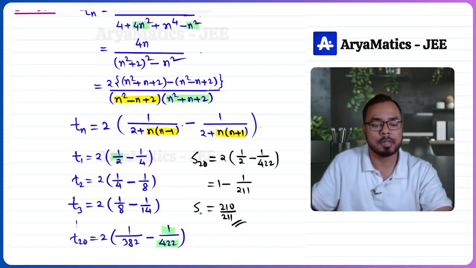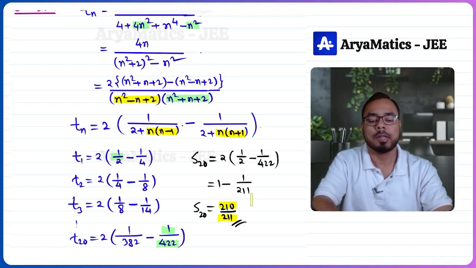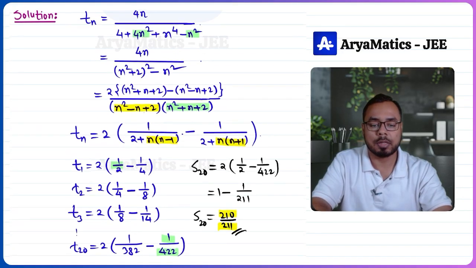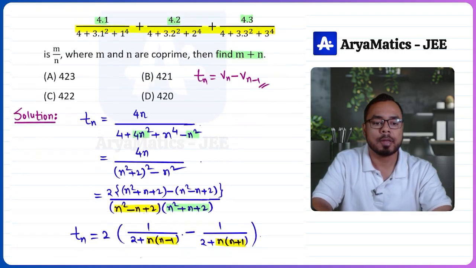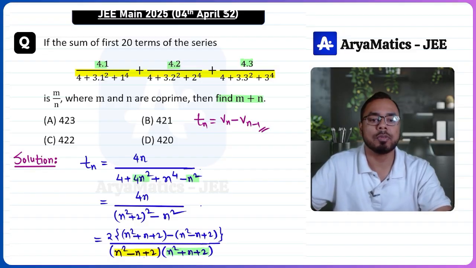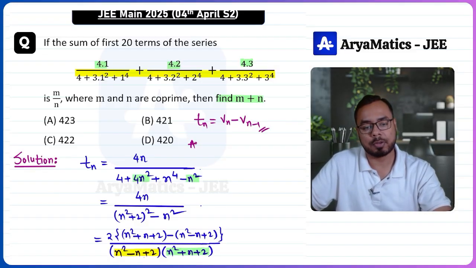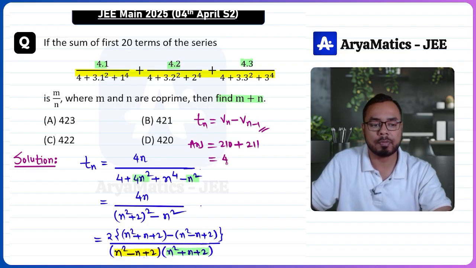This is the sum of 20 terms. Now, as you can see, there is no common factor between these two terms, right? So these two are relatively prime numbers, or their HCF is 1, and we are getting 210 by 211. The question is, we need the value of m plus n, right? So m is 210, n is 211. If you add these two, then you will get 421. So the correct answer for this problem will be the second option.